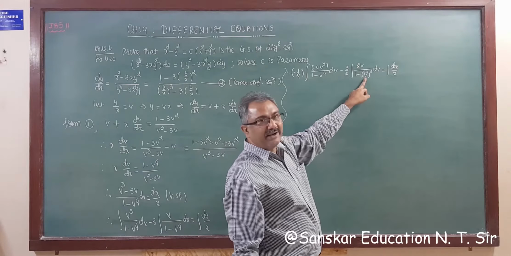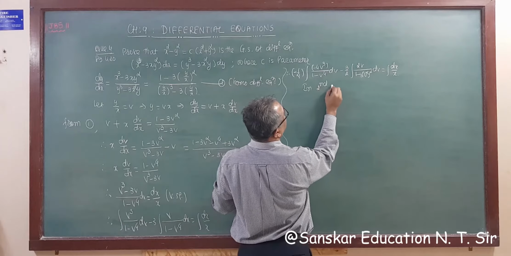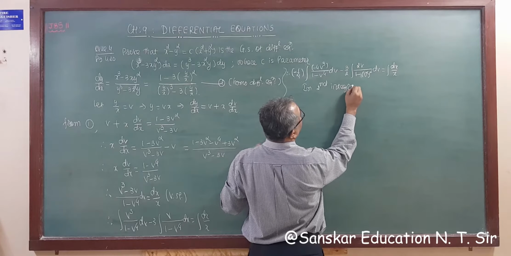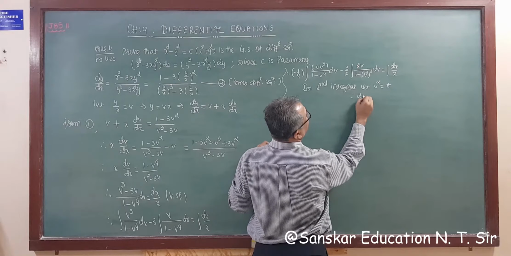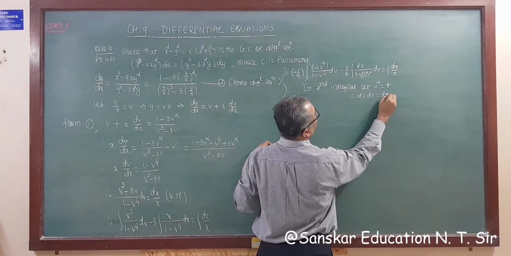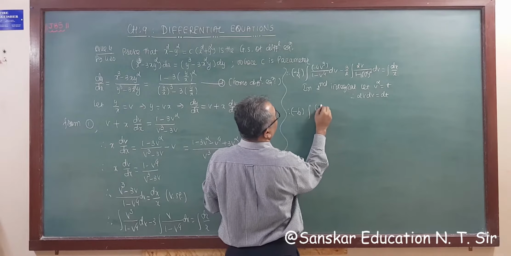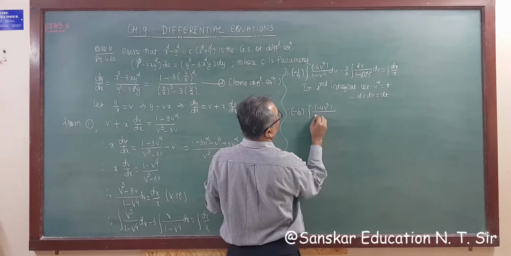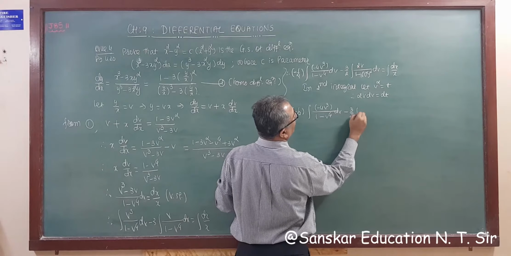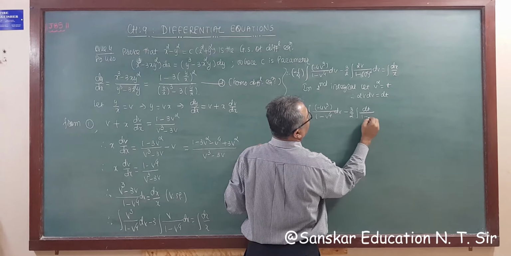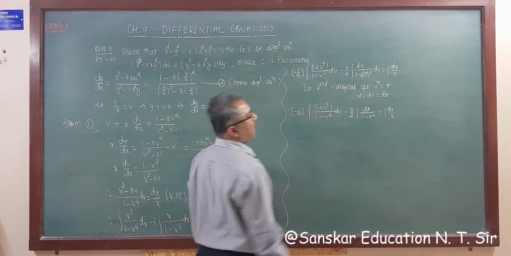Now assuming in the second integral v square is equal to t, that is twice v dv is equal to dt. So we get here minus 1 upon 4 integration minus 4v cube upon 1 minus v raised to 4 dv minus 3 by 2 integration dt upon 1 minus t square is equal to integration dx upon x.